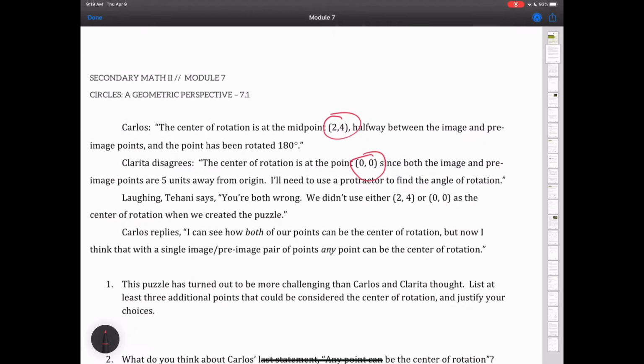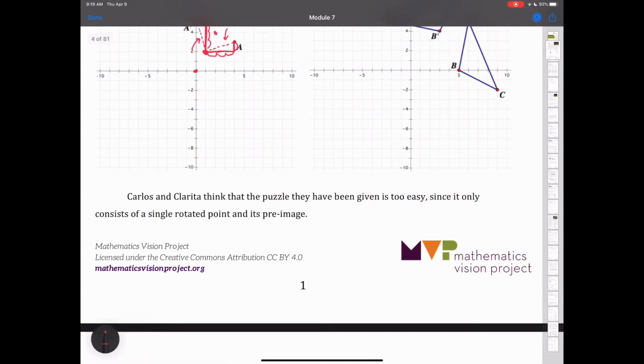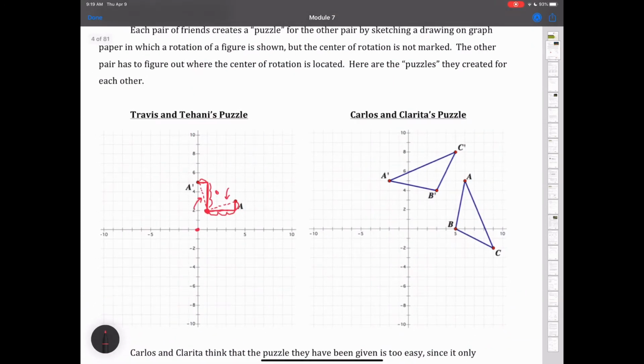So we know that these lines right here are the same distance, as those arrows are pointing to them as well. We also have seen that (0, 0) is the same distance from A and A prime, and this point (2, 4) is the same distance from A and A prime.